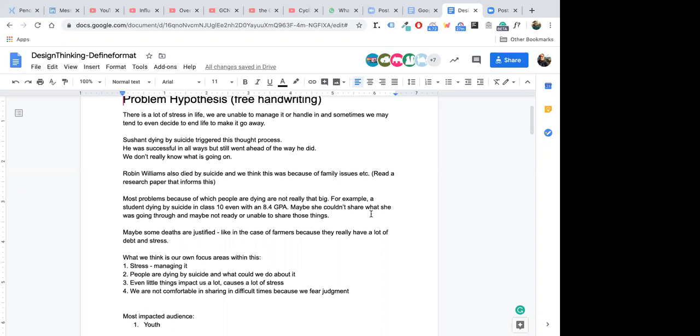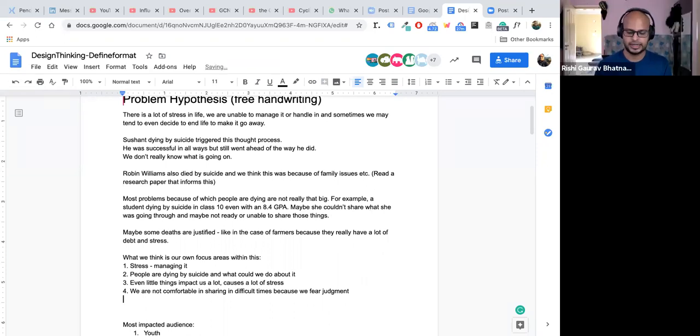They don't die. All right. So the focus area, then, I'm going to add another point here: we want them to not take the step.